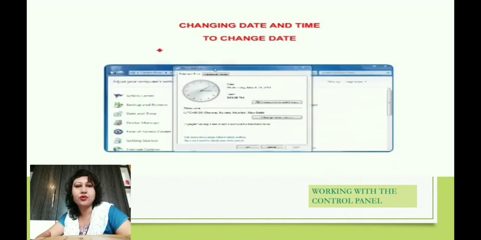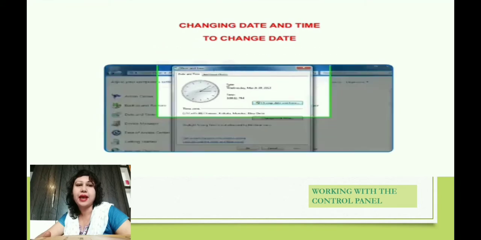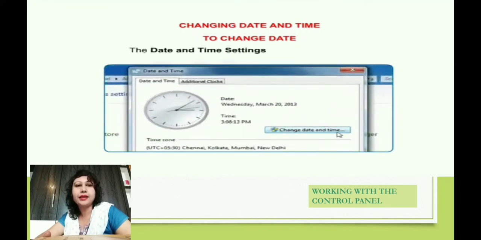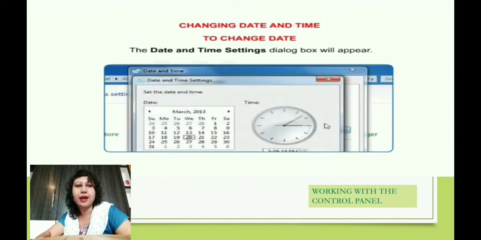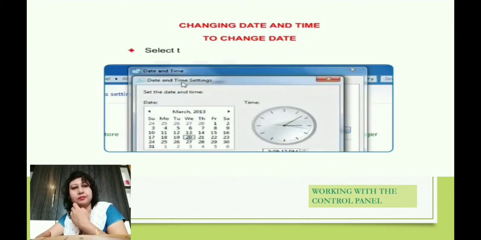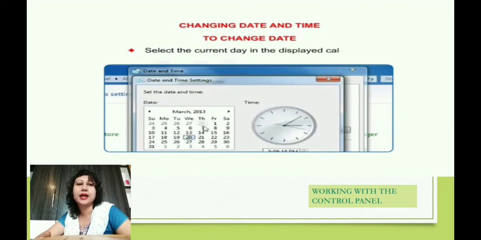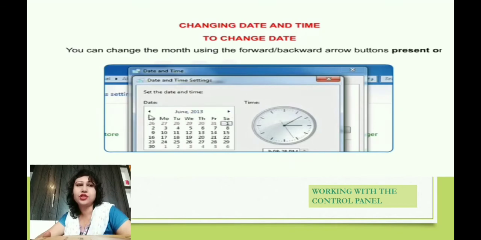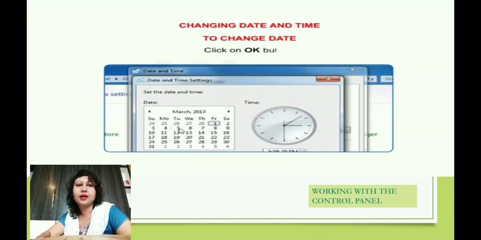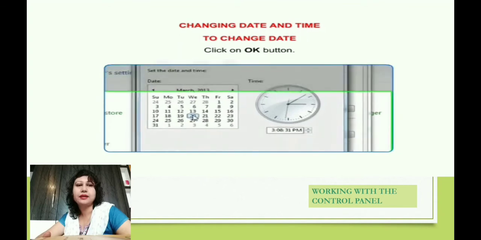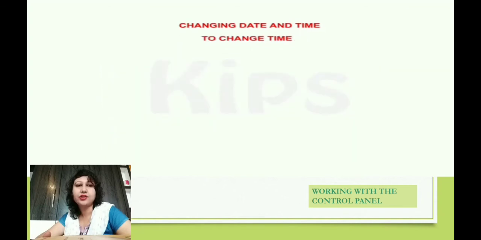Now let us learn how to change the date. For changing the date, we have to click on the date and time tab. The date and time settings dialog box will appear. From there we have to select the current day in the displayed calendar. We can change the month using the forward and backward arrow buttons present on the calendar. Then we click on the OK button and the date will get changed.